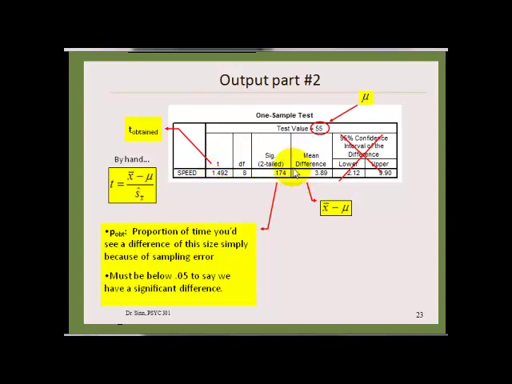Now on the printout, you also get this significance value, or this p-value, this p-obtained value. And just like with correlation, that's the percent of time you're going to see something as a false alarm. So it's a proportion of time you'd see a difference of this size simply because of sampling error. So in other words, about 17% of the time, we'd see a difference between the 55 and the sample mean. This difference here, that 3.89, we'd see a difference that big about 17.4% of the time. So that's a little too risky.